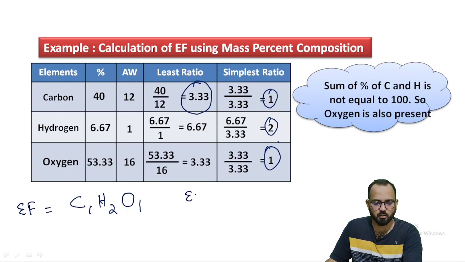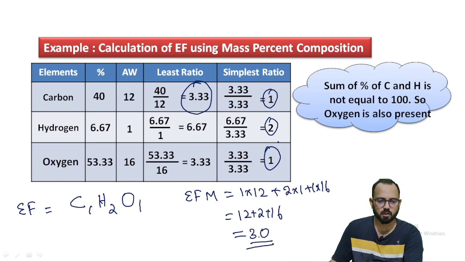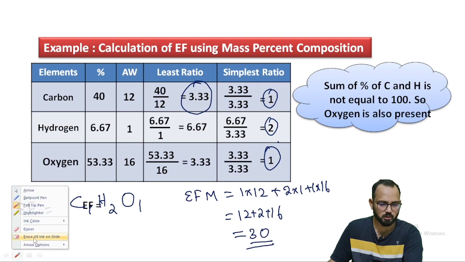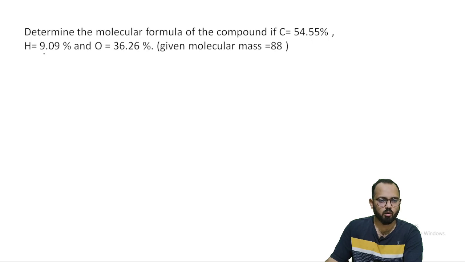From this, how will you be finding out the empirical formula mass? You have to add: 1 carbon, mass is 12, plus 2 hydrogen, mass is 1, plus 1 oxygen, mass is 16. So it's going to be 12 plus 2 plus 16, so it's going to be 30, right? So this is how you have to find out the empirical formula mass. So you got the empirical formula. What is the empirical formula? CH2O.